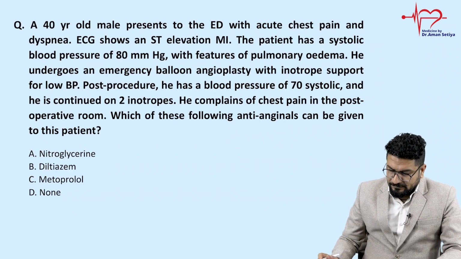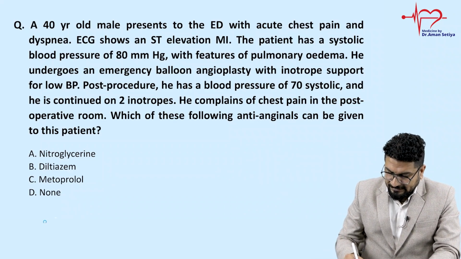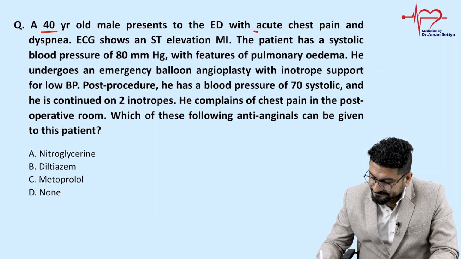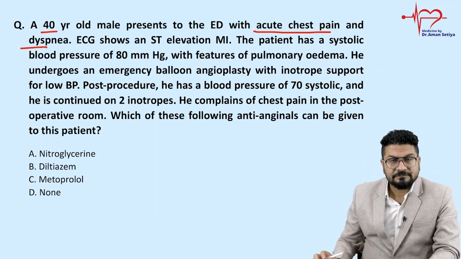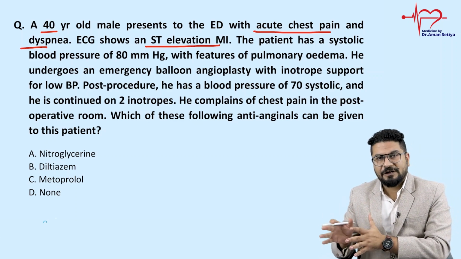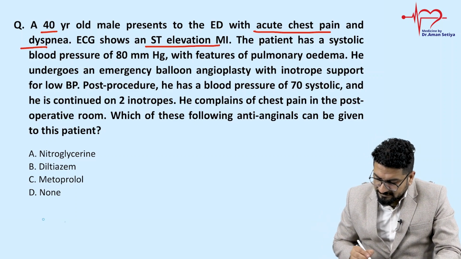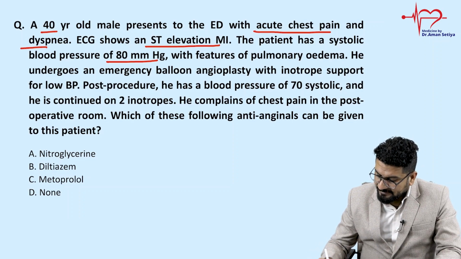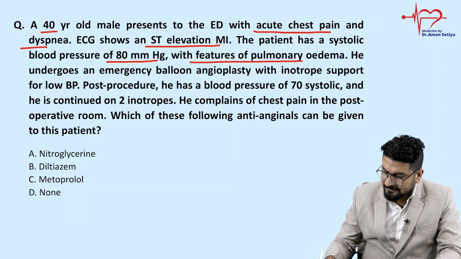Okay, coming to the next question. Let us read the question first. A 40-year-old presents to the emergency department with acute chest pain and dyspnea. ECG shows ST elevation MI. It's clear-cut, they have given you a case of ST elevation MI. The patient has a systolic blood pressure of 80 mmHg with features of pulmonary edema, meaning the patient is having MI as well as heart failure.